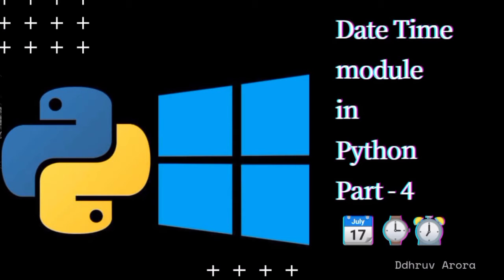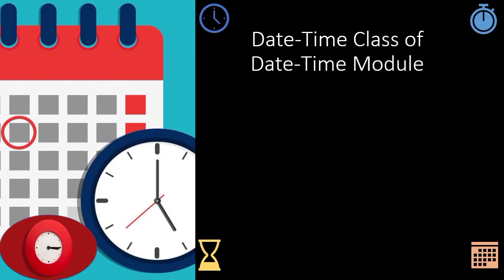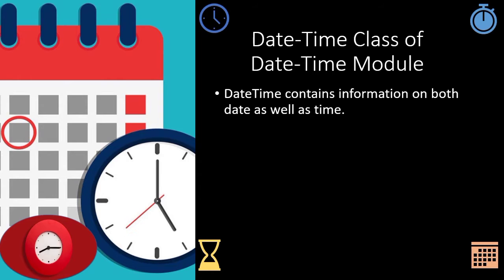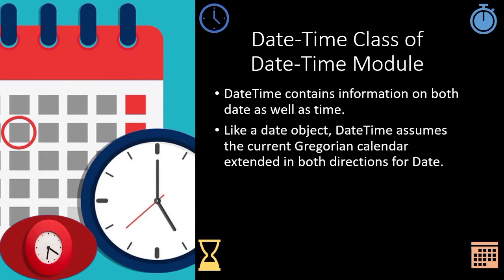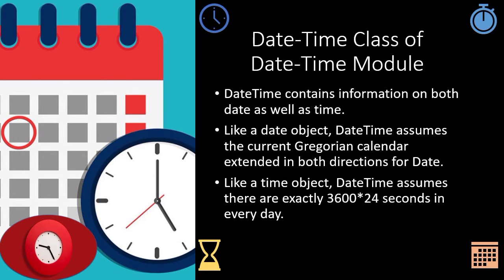So hello guys, let's continue again. Let's understand the datetime class of the datetime module. Datetime contains information on both date as well as time. It has the combination of both. Like a date object, it assumes the current Gregorian calendar and it can extend dates in both directions. Also for the time, it assumes that there are exactly 3600 into 24 seconds in a day, which means that each and every day is of the same length.